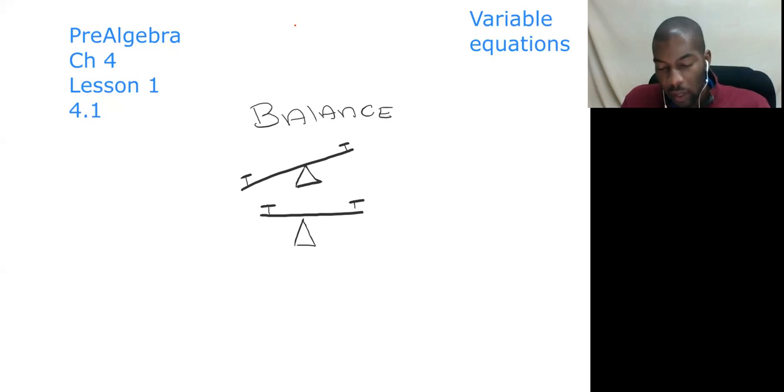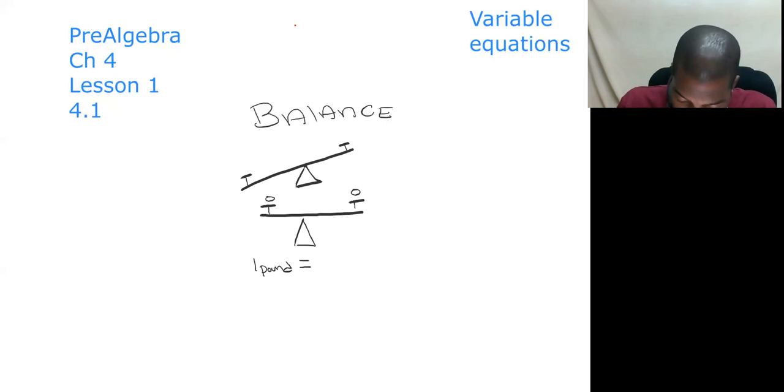In math, if we're talking about weights, the weight that is on one side of the balance board, let's say there's 1 pound here, to balance it out on the other, you must also have 1 pound there. We represent this idea with the equal sign. We say 1 pound is equal to 1 pound. Now, this might seem like an obvious statement, but this is the basics of what we are talking about.